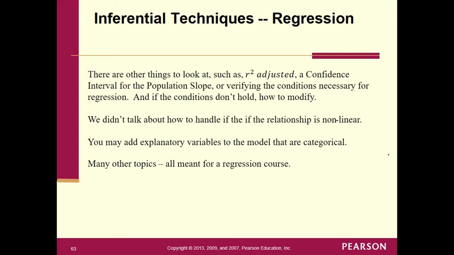Now there are other things to look at, such as R squared adjusted, a confidence interval for the population slope, and verifying conditions for regression. There's a whole bunch of things that we could have looked at, including, if the conditions don't hold, how to modify the model. There's a lot we could have looked at here in chapter 10, but he had to keep it under control. We also didn't talk about what to do if the relationship is nonlinear. Believe it or not, you can add explanatory variables to the model that are categorical. You would add what's called a dummy variable.